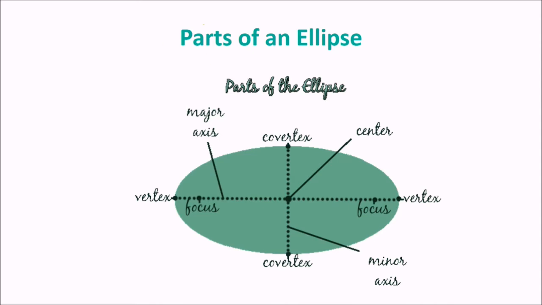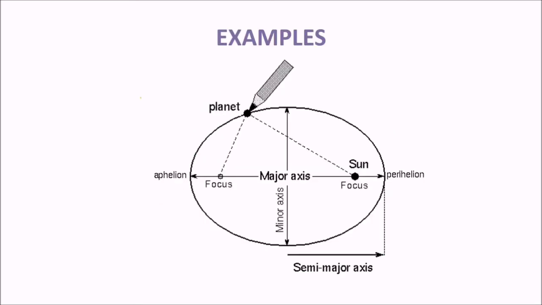Let us again talk about the parts of an ellipse. Revisit them. First, this is the center of the ellipse. These are the two foci. These are the vertices of the ellipse. This is the major axis. This is the minor axis. And these two are the co-vertices.